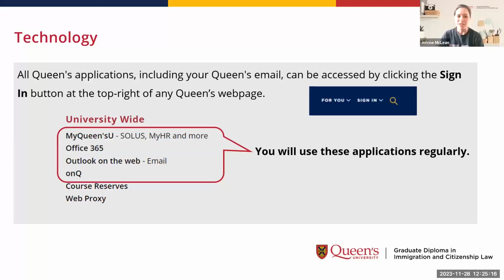So there's several applications that are available to you as a new student, and some of them you're going to use very often, and you've already heard us mention them. While you're probably going to want to bookmark or favorite some of these pages, you can also access them all very quickly from any Queen's homepage. Just click on the sign in button at the top right of any Queen's webpage, and you're going to see that list shown here. This includes quick access to your Solus Student Center, Office 365, your Queen's email account, and of course OnQ, which is where you're going to interact with all of your courses.